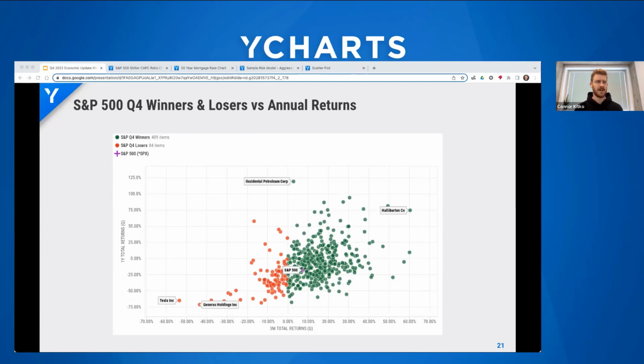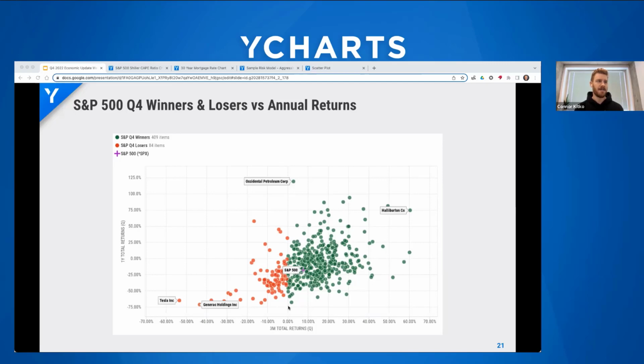And some noteworthy securities. Tesla had the worst Q4, falling more than 50% in that quarter alone. And then Occidental Petroleum on the energy side performed the best in 2022 with a 119% return and just slightly positive on the quarter. So we've got the S&P 500 on the whole here as this purple cross.